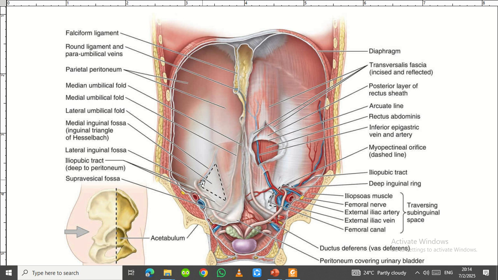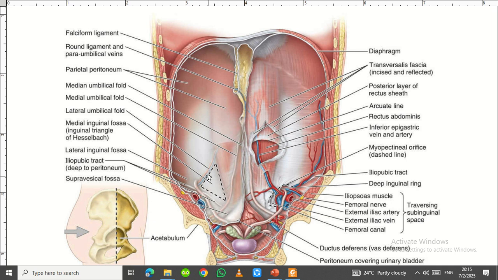And then the area that is lateral to the lateral umbilical fold is called your lateral inguinal fossa. So: lateral inguinal fossa, medial inguinal fossa, supravesical fossa. There is an important triangle found in the medial inguinal fossa, right? That is called the inguinal triangle or Hesselbach's triangle. This triangle is a common site for direct hernia.